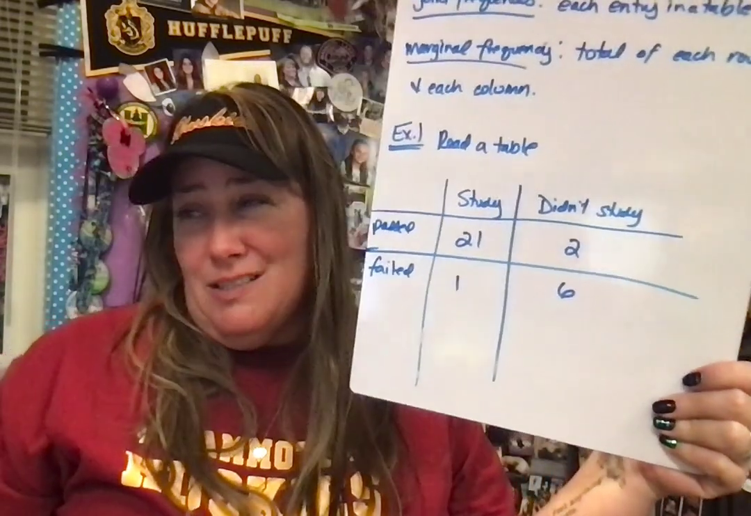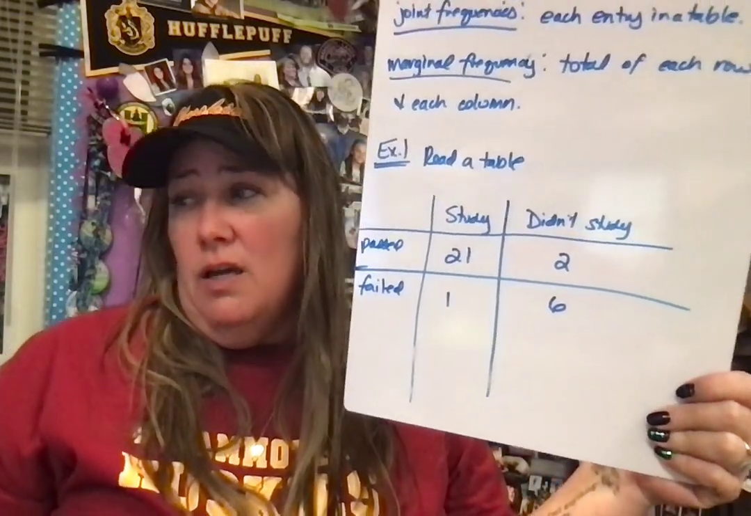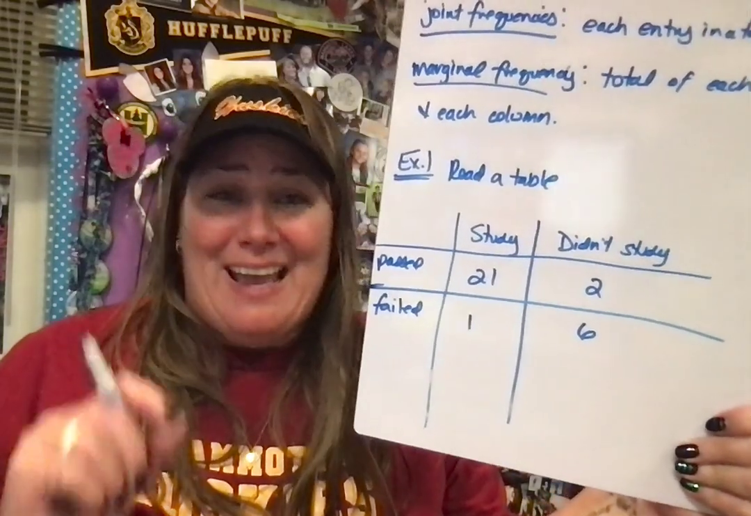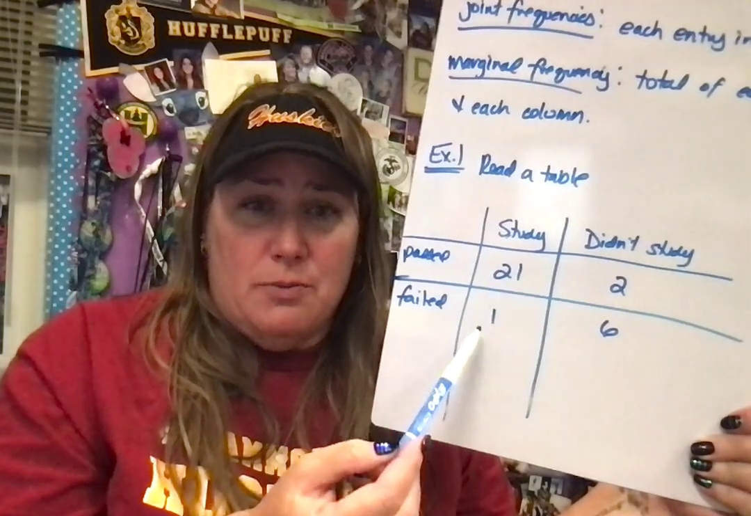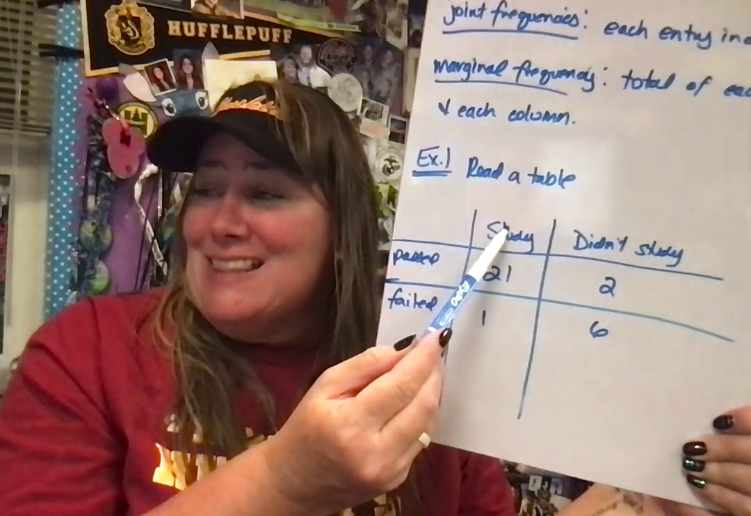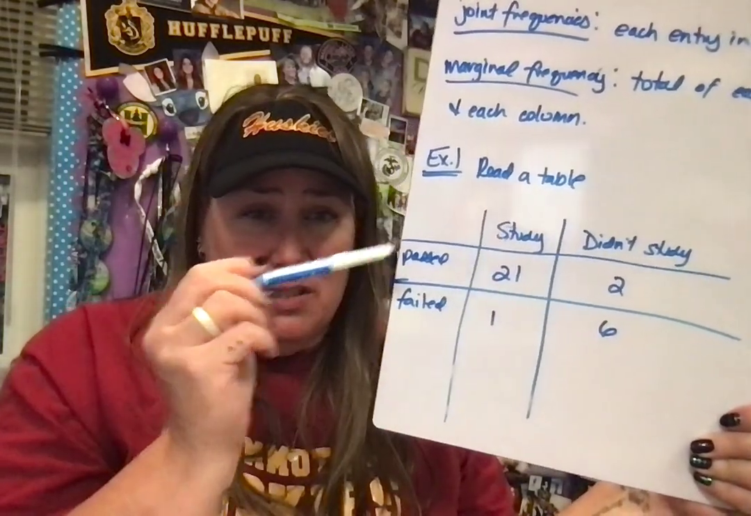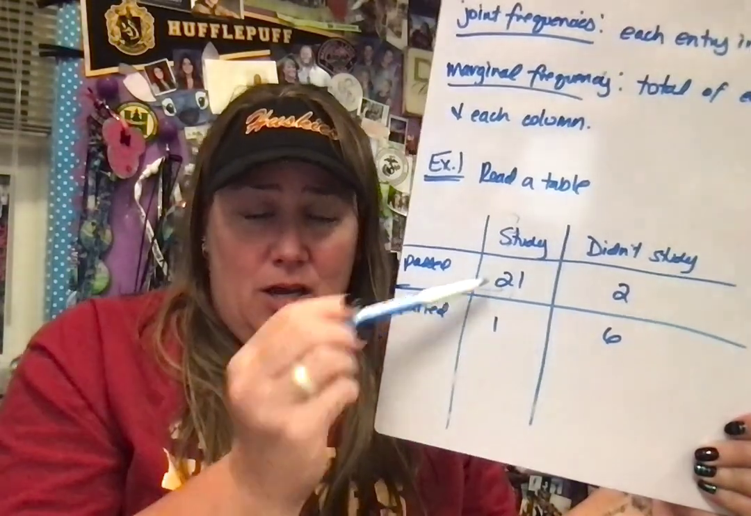Specifically, example 1 says, how many of the students in the survey above studied for the test and passed? So first things first, if they studied, well, we have 2 options. We want studied and then they passed. So you can go to study and pass. So that would be 21.